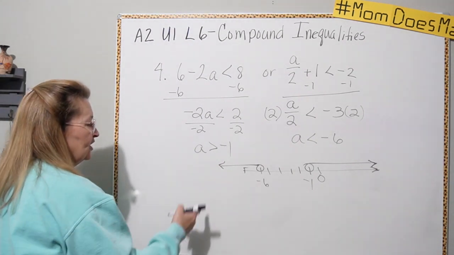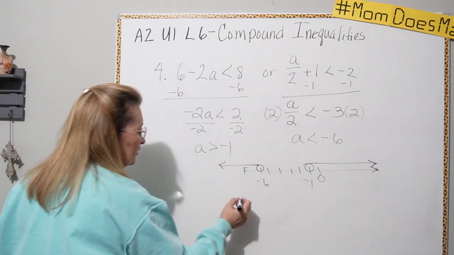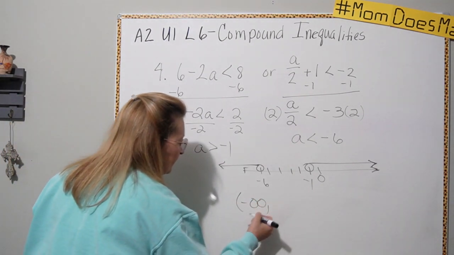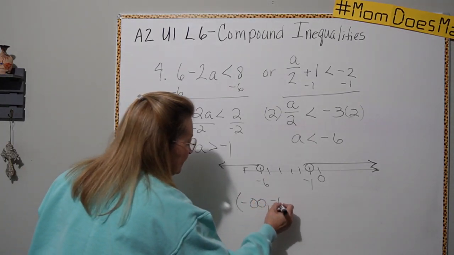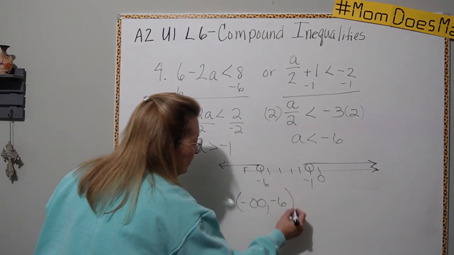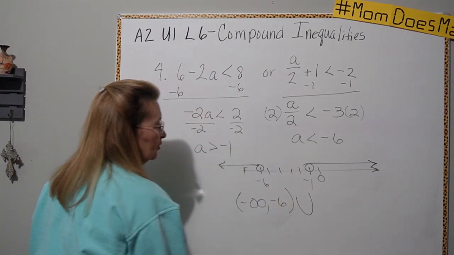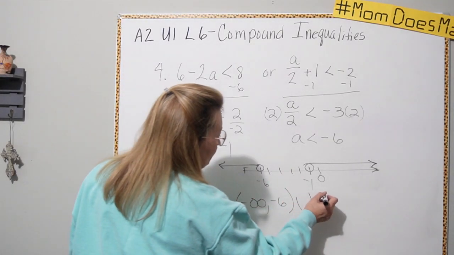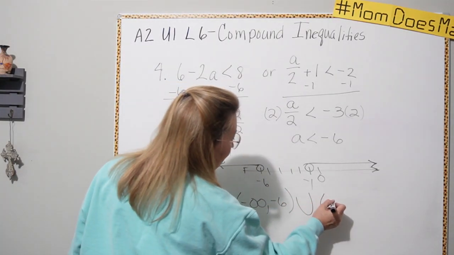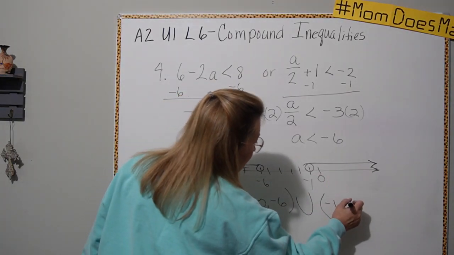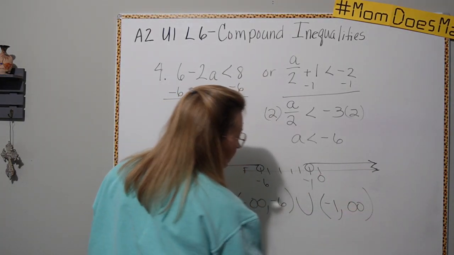Now for interval notation, the end of your interval right here is at -infinity, and then the other end is at -6, and it's an open dot, so we have a parenthesis. Here's a gap, so we're going to put a U. All right, this interval, open dot at -1, continues on to positive infinity, parenthesis.